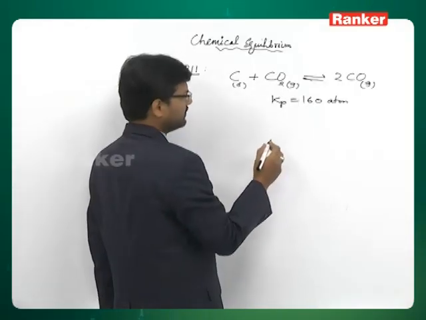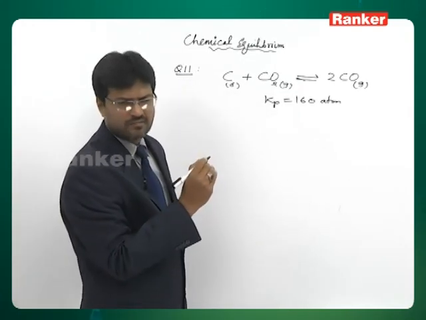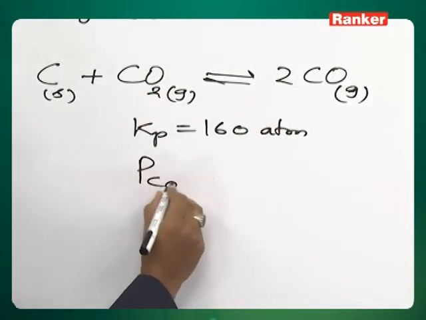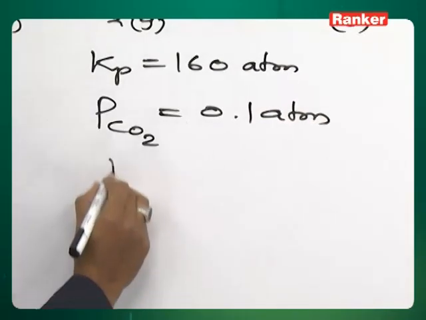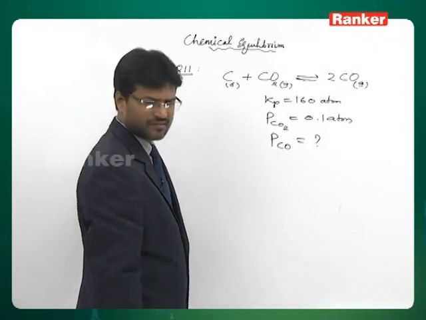At 1000 degrees Celsius, the partial pressure of CO in equilibrium with CO2 at a partial pressure of 0.1 atmospheres is. PCO2 is 0.1 atmospheres. PCO has to be calculated. This is the question.